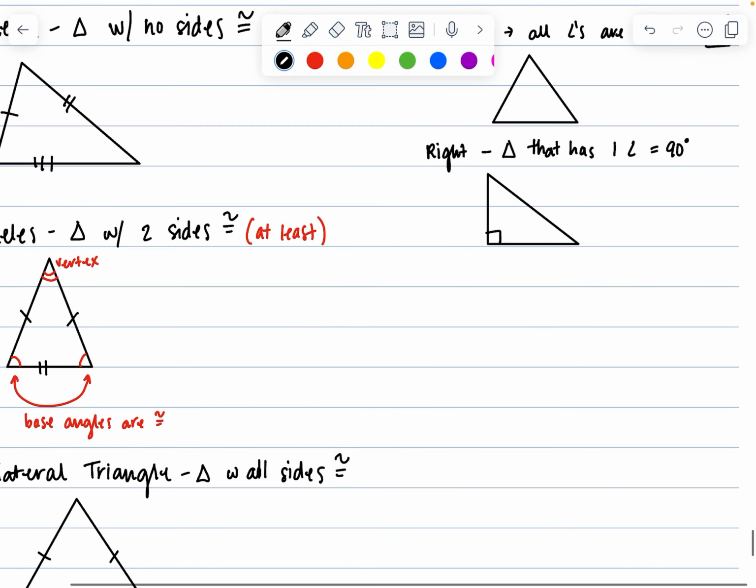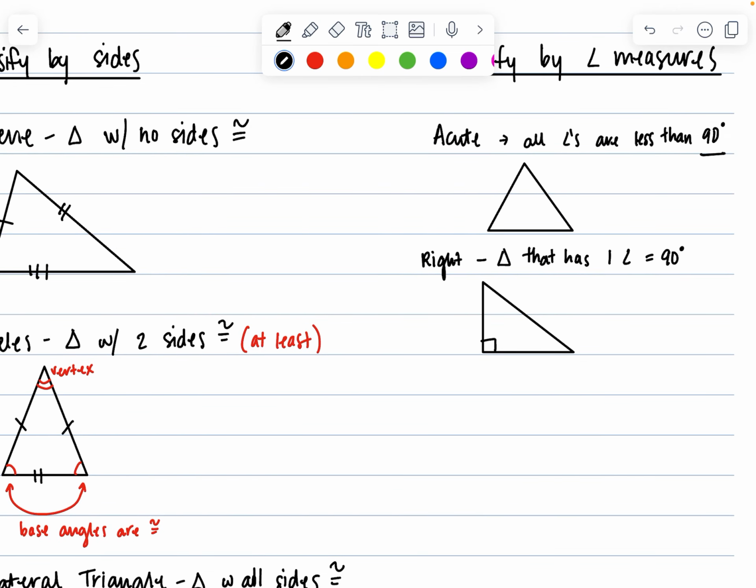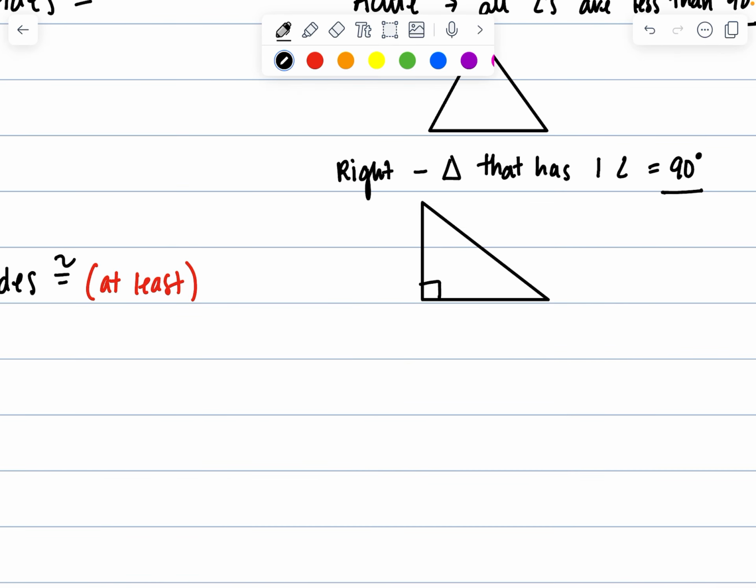Okay? We also have, well, after acute is less than 90, right angle is exactly 90, an obtuse angle, or obtuse triangle. Let's just do obtuse. It is a triangle with one angle that is greater than 90.